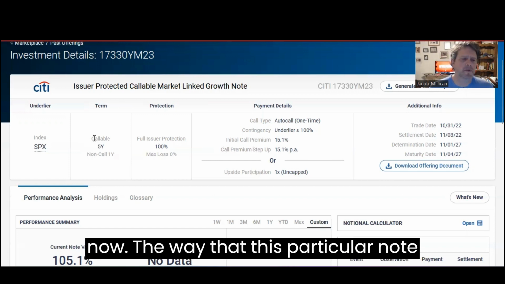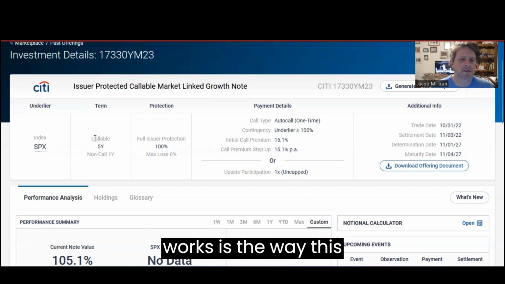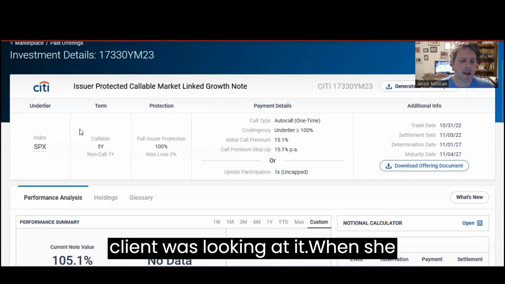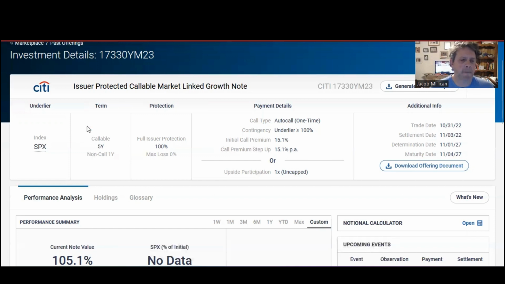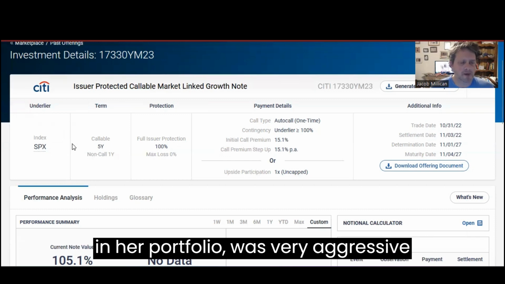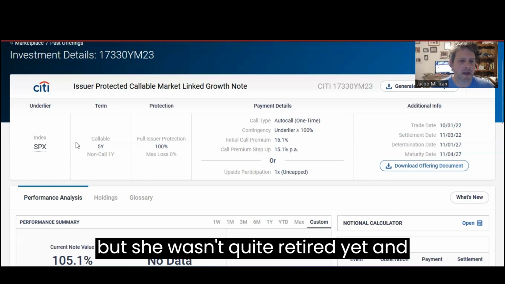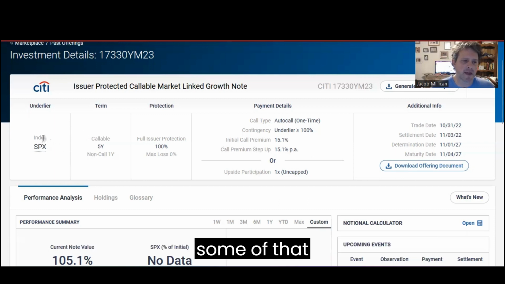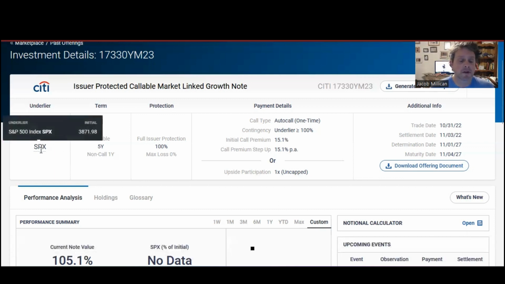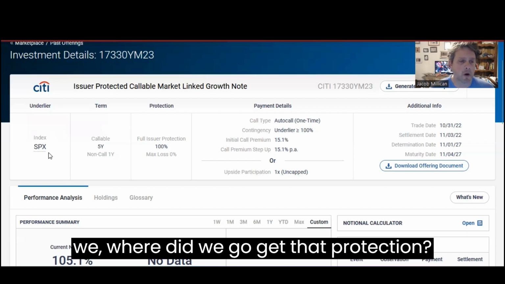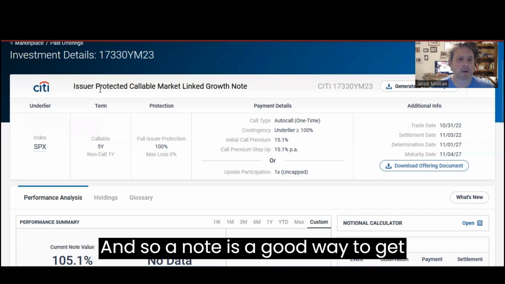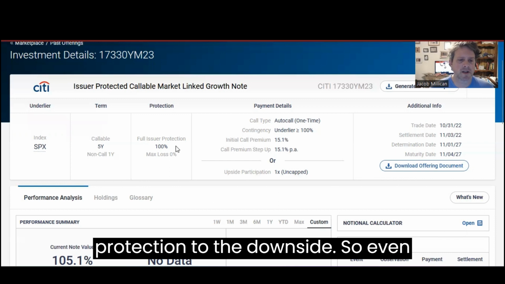Now, the way this particular note works is the way this client was looking at it when she became a new client last year. She had just lost a good chunk of money. Her portfolio was very aggressive, but she wasn't quite retired yet and knew she still needed to have some of that S&P 500 exposure, but couldn't take any more downside losses and wanted that protection. So where do we go get that protection? A note is a good way to get protection to the downside.